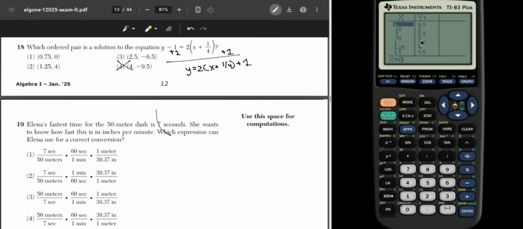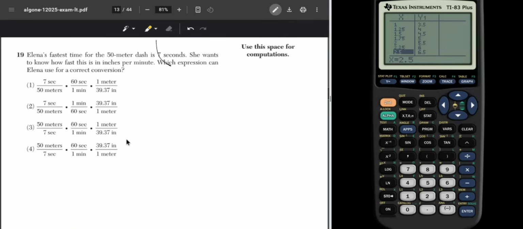So that can't be my answer. If I look at 1.25, my y is 4. That is my answer. If I go and scroll down to 2.5, my answer is 6.5. It's not negative. So I can eliminate answer choice 3. So I can eliminate answer choice 1, answer choice 3. So I'm left with answer choice number 2 according to my graph.